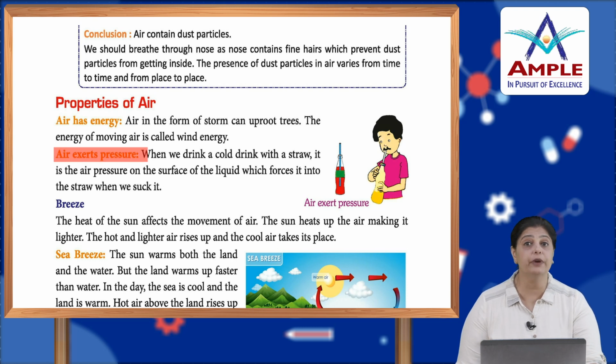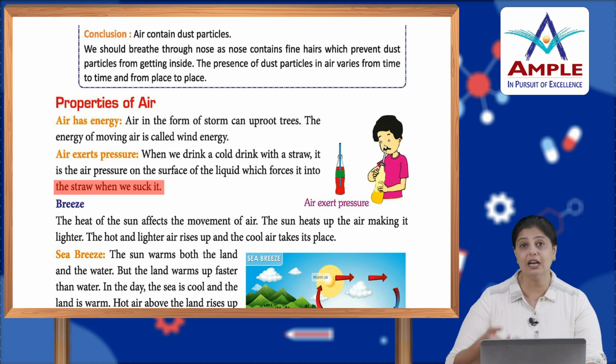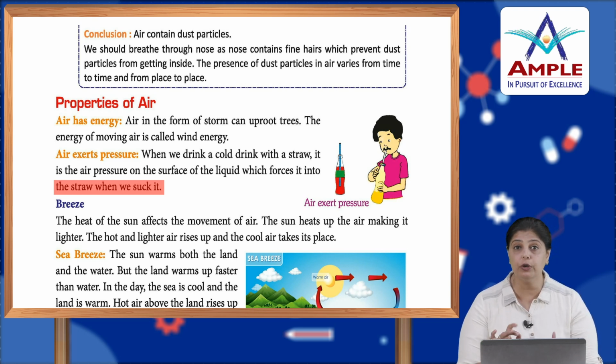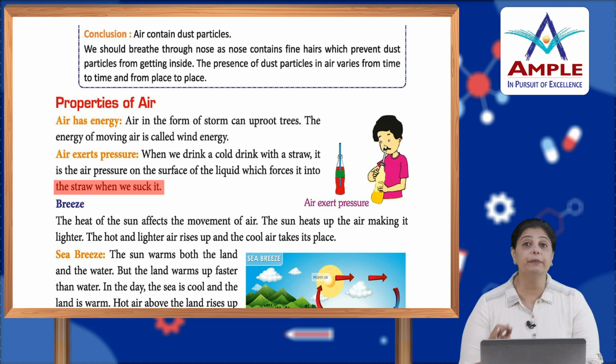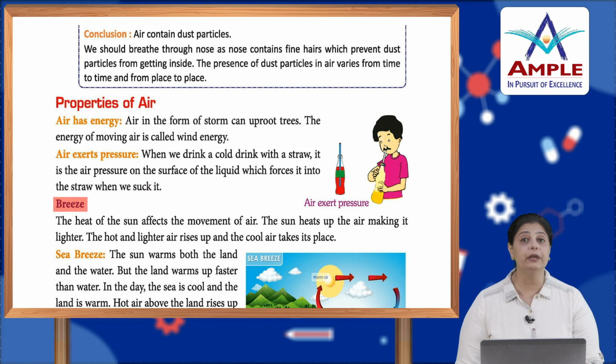Now, air exerts pressure. When we drink a cold drink with a straw, it is the air pressure on the surface of the liquid which forces it into the straw when we suck it. So, when we suck, the liquid comes through the straw because of the pressure put on it by the air. You will always observe that it is the air pressure on the surface of the liquid that forces it to come inside our mouth.